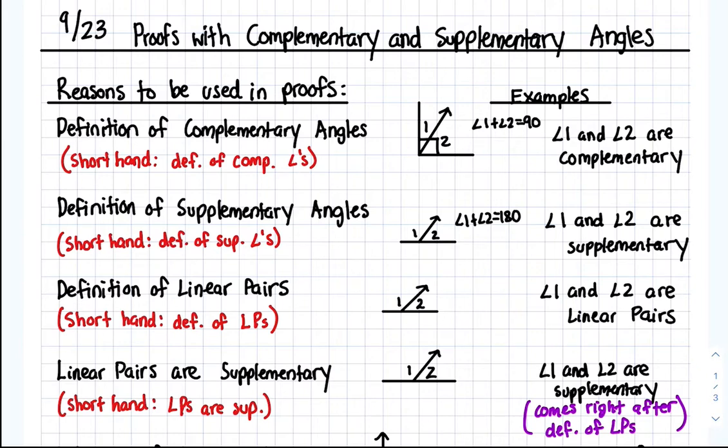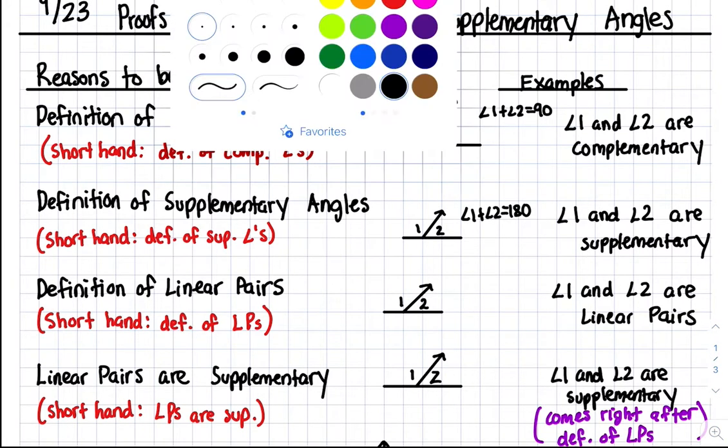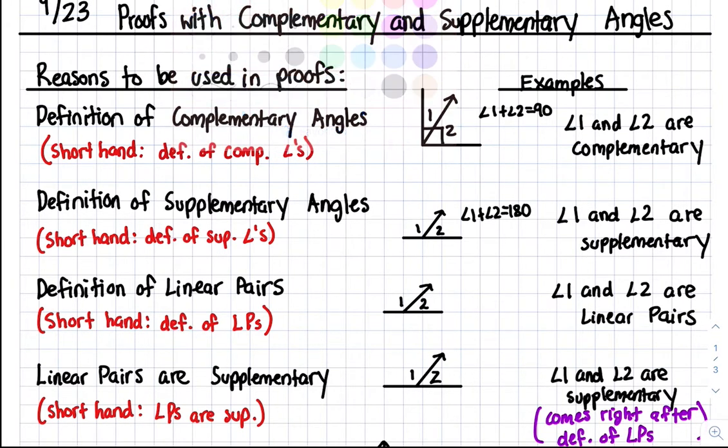Now, when we're talking about the definition of complementary angles, there are multiple ways that we can use this reasoning. For starters, you know complementary angles are when they add up to 90 degrees. So one example would be, if we had a statement that said something like angle 1 plus angle 2 is equal to 90, then somewhere down the line I should be using definition of complementary angles, because that's literally what complementary angles are: two angles that add up to 90.